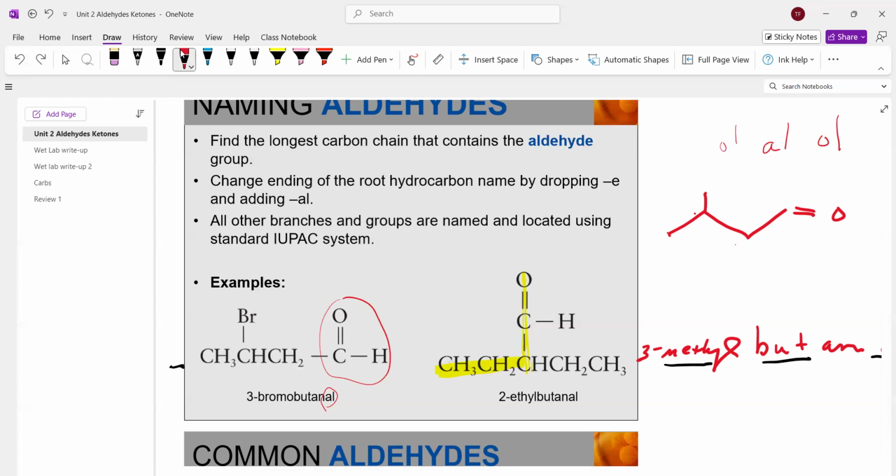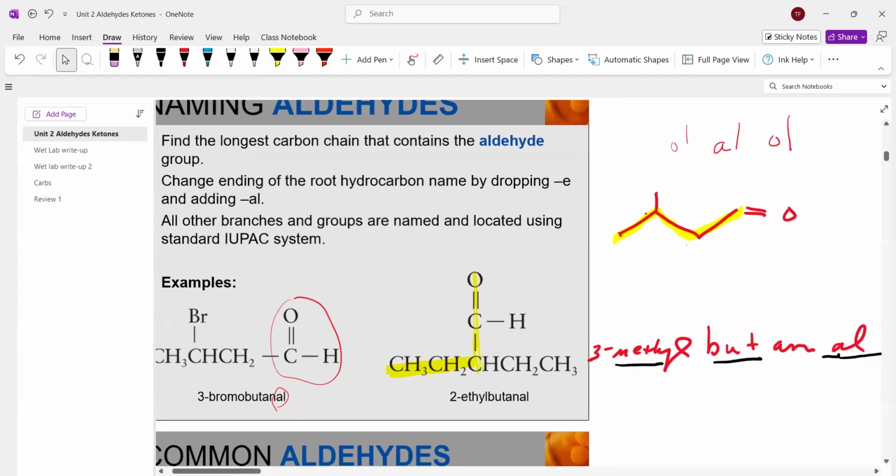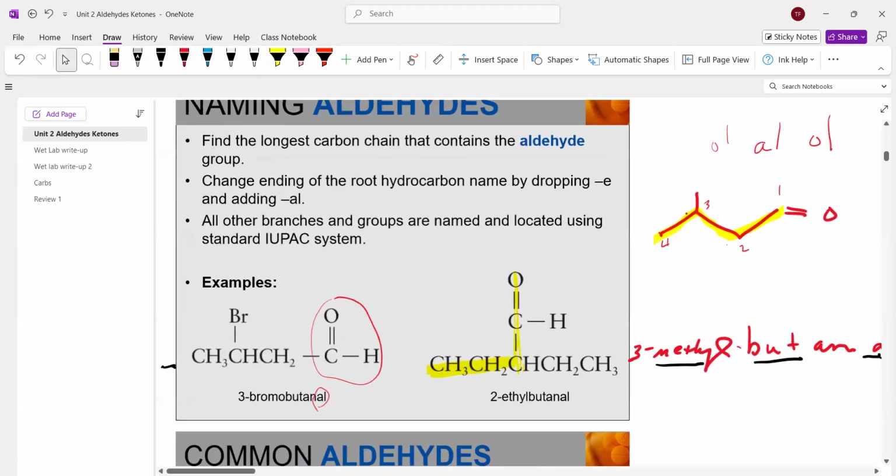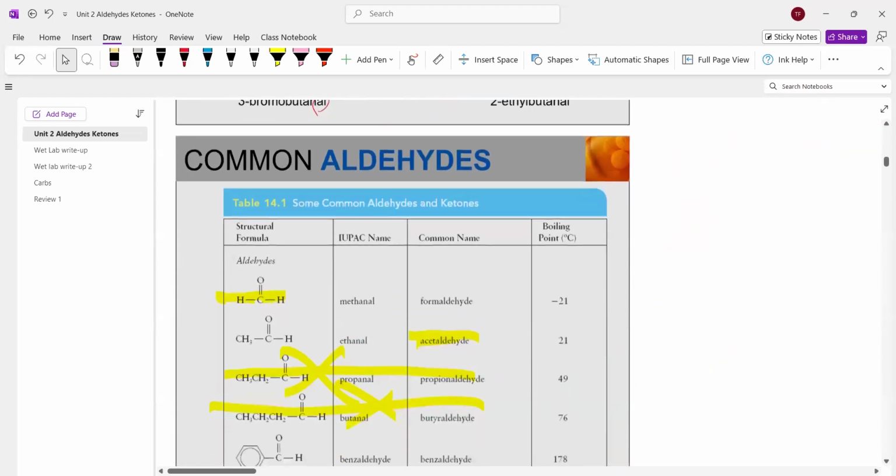It's going to be like if we were naming this guy here, that would be the backbone, which is 1, 2, 3, 4. So it's going to be a butanal. And there's a branch on carbon 3, a methyl branch. So say 3-methyl butanal. So it's very consistent with what we've been doing with alcohols.